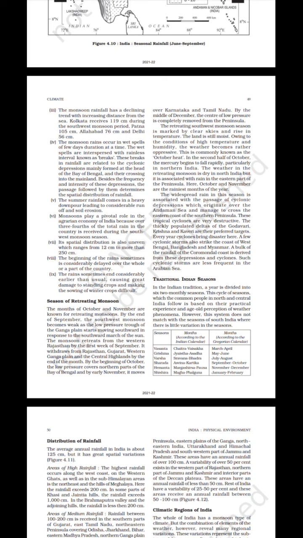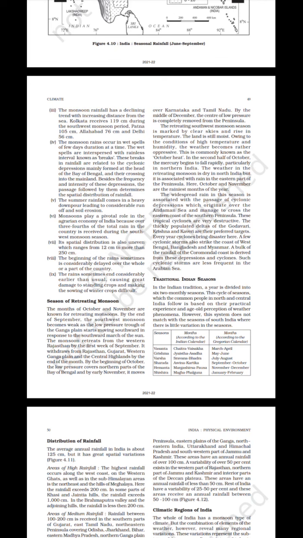The summer rainfall comes in a heavy downpour leading to considerable runoff and soil erosion. Monsoons play a pivotal role in the agrarian economy of India because over three-fourths of the total rain in the country is received during the southwest monsoon season. Its spatial distribution is also uneven, which ranges from 12 centimeters to more than 250 centimeters. The beginning of the rains sometimes is considerably delayed over the whole or a part of the country. The rains sometimes end considerably earlier than usual, causing great damage to standing crops and making the sowing of winter crops difficult.